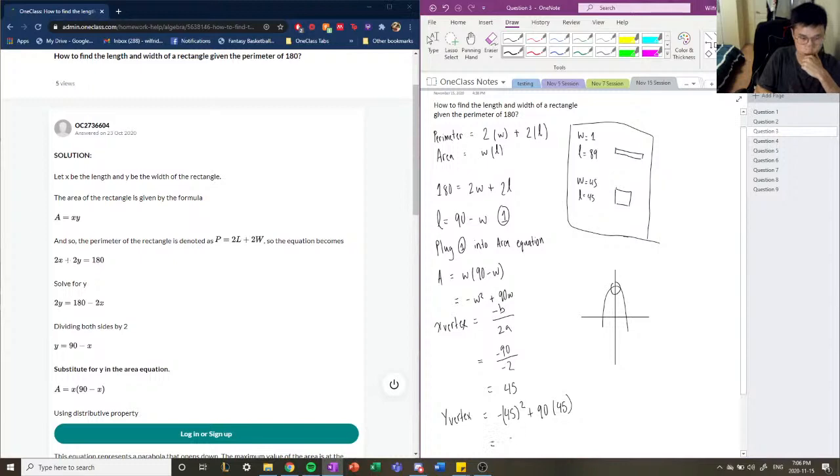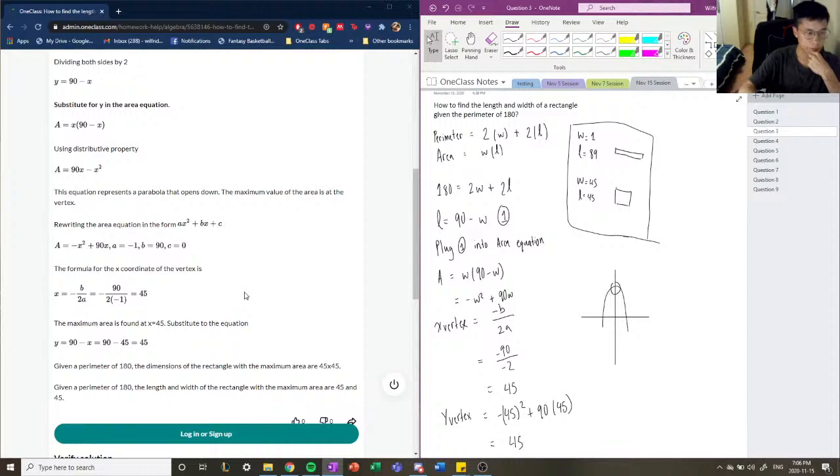And that would equal 45. Okay, so we would also plug this 45 into this equation to find our length. But now we have figured out that the area is maxed out at the vertex, which means the length and the width equal 45. Is there units here? I don't think so. And the width is 45. So that will change if the area is different, but this is how you calculate it.